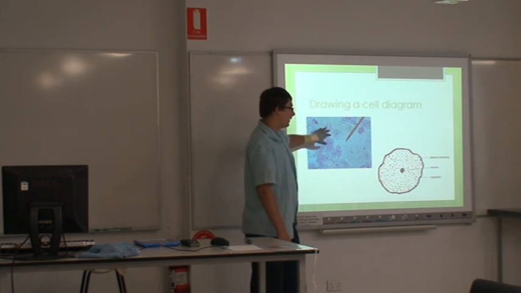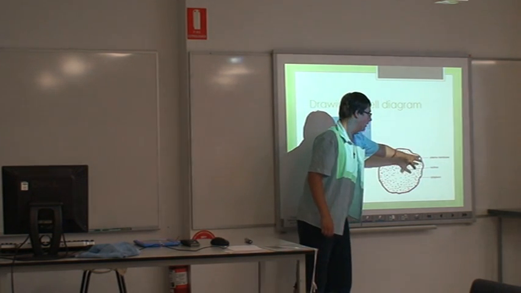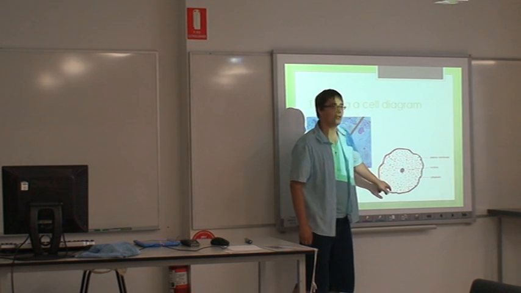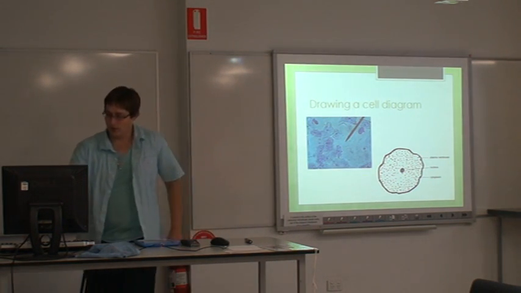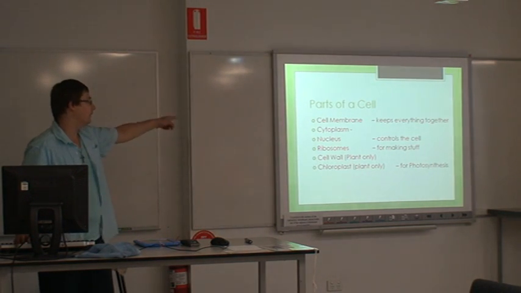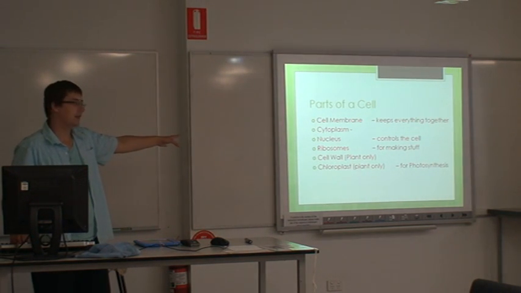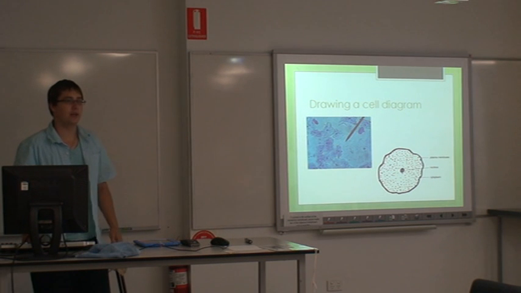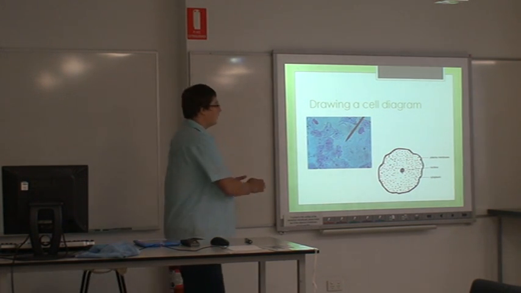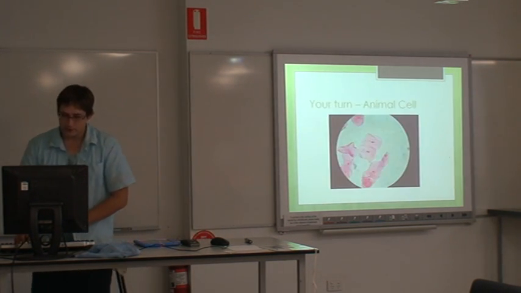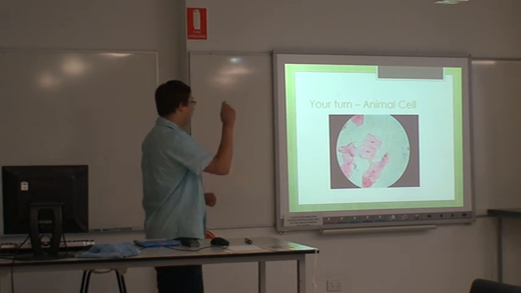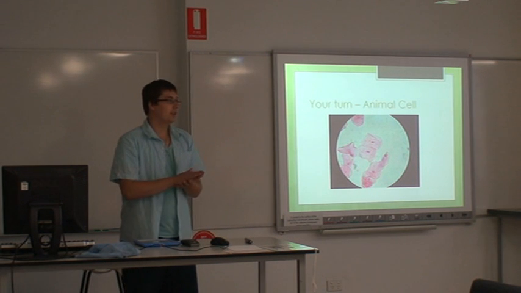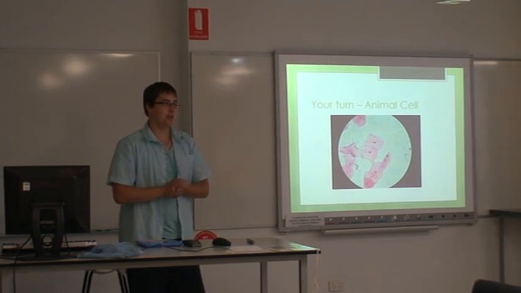I want you to draw it out, and then I want you to mark out the different main parts that you can see. So I want you to find these things inside of the cell and mark them on the diagram, just like we've done up here. So the first one that we've got is an animal cell. So if you want to take out a piece of paper and do a quick sketch of these cells, you can do that.